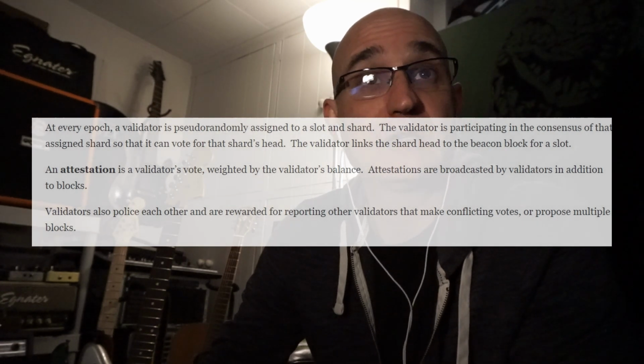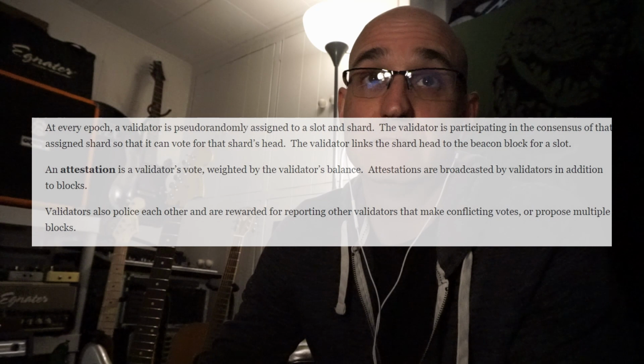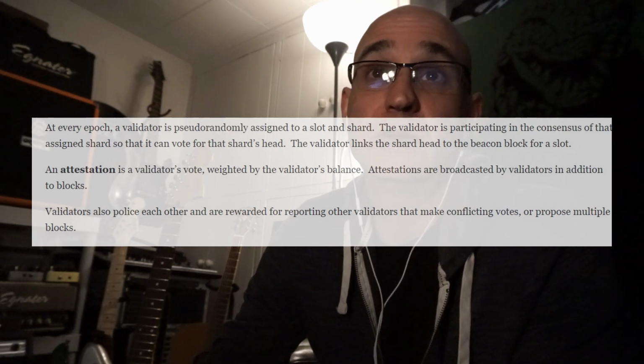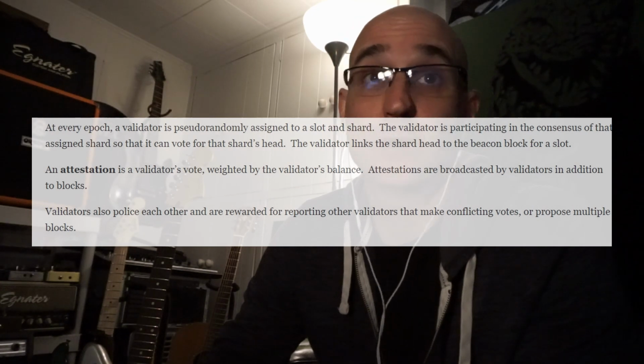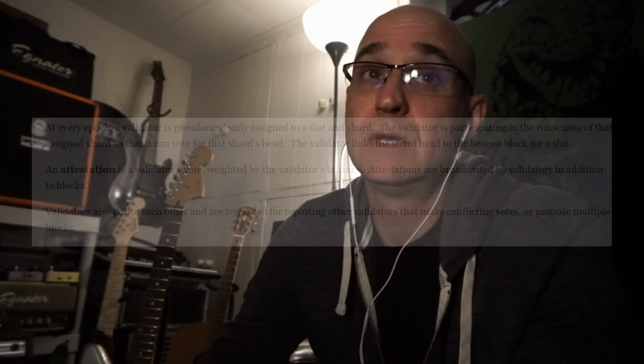Attestations are broadcast by validators in addition to blocks. Validators also police each other and are rewarded for reporting other validators that make conflicting votes or propose multiple blocks. The contents of the beacon chain is primarily a registry of validator addresses that state each validator, attestation, and links to shards. Validators are activated by the beacon chain and can also transition to other states.